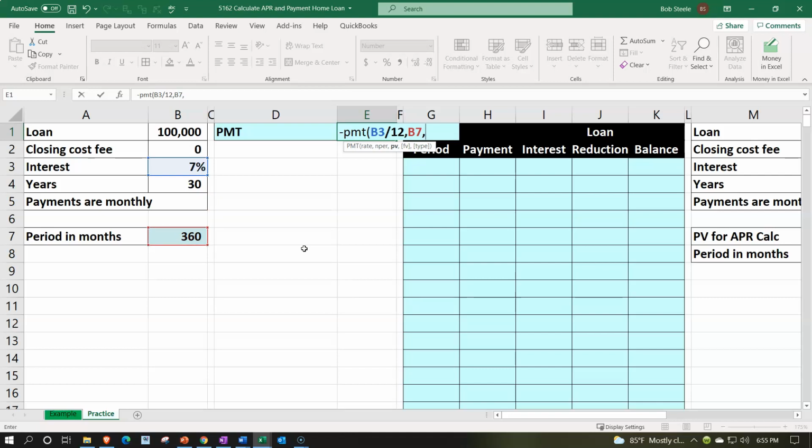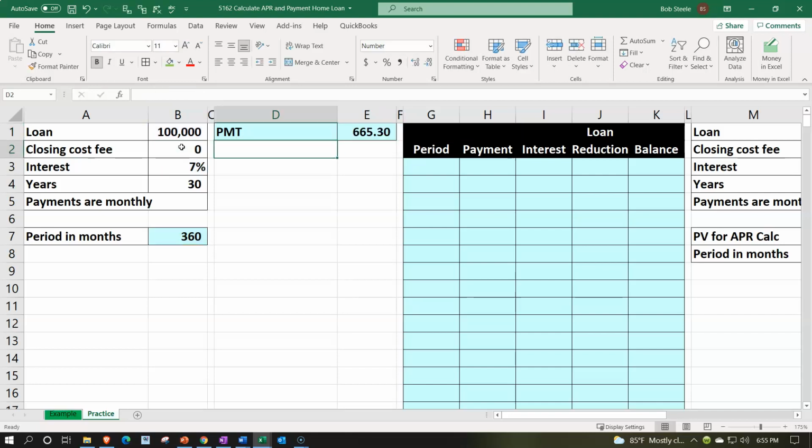Then comma, the present value represents the loan amount that we're going to have in this case. So we're going to say the loan amount because there's no closing costs, so it's just the loan amount. You could take the loan amount plus the closing costs, which are going to be rolled into the loan. So I'm going to say enter, and that's going to give us our payment amount of $665.30.